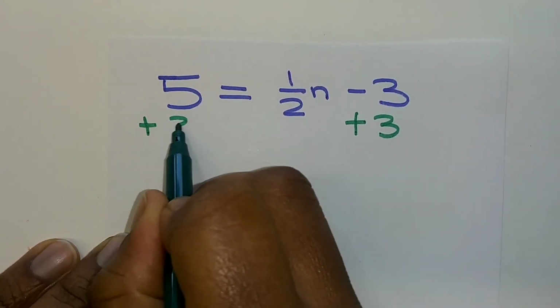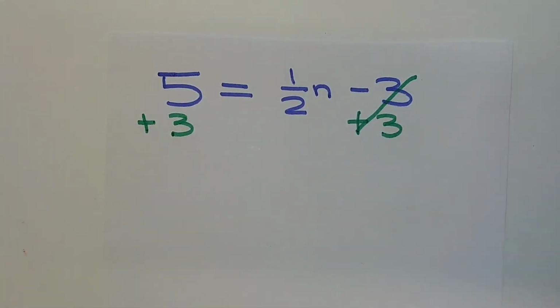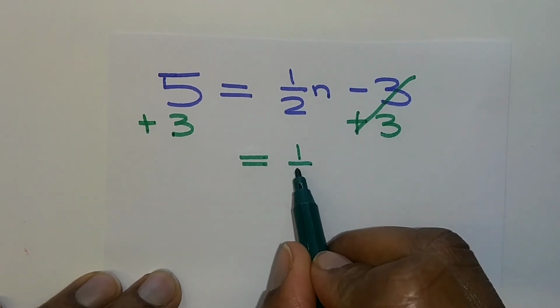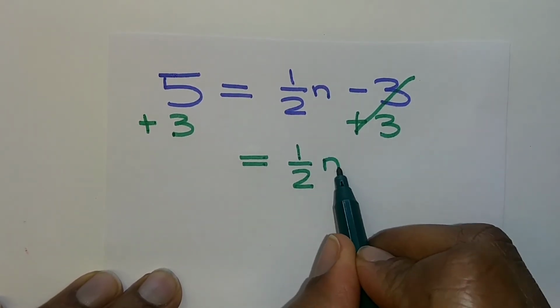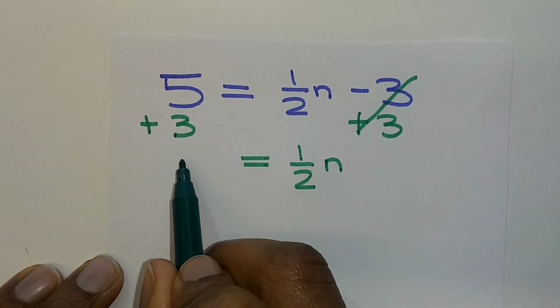and a +3 on the left side of the equation. These are additive inverses. They equal 0. Put my equal sign. Bring down my 1/2 and my n, which is my variable. And on the left side, 5 plus 3 is 8.